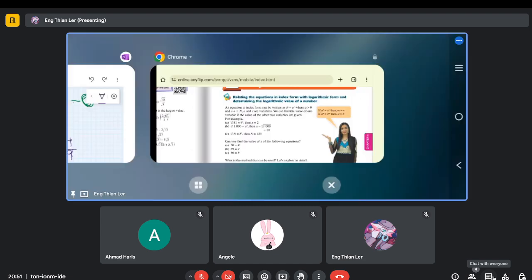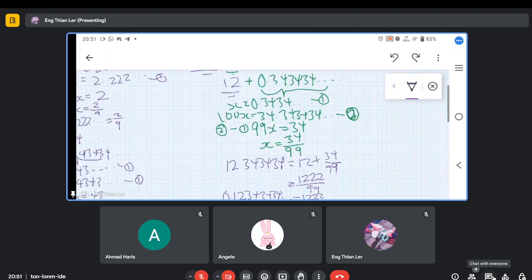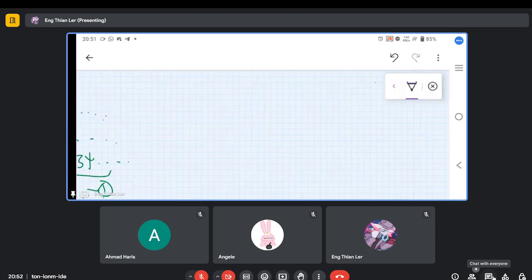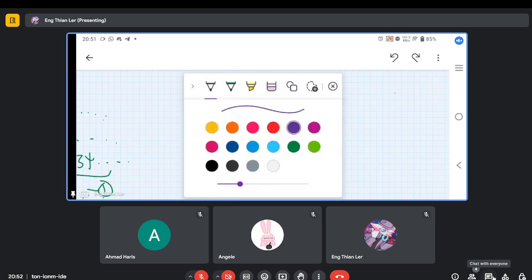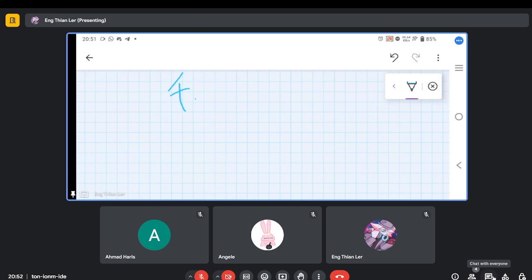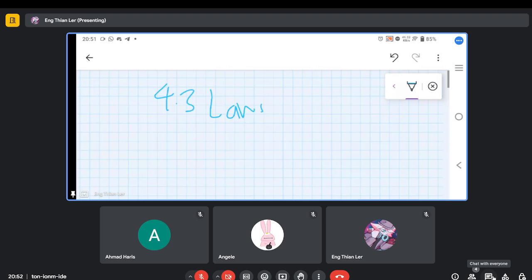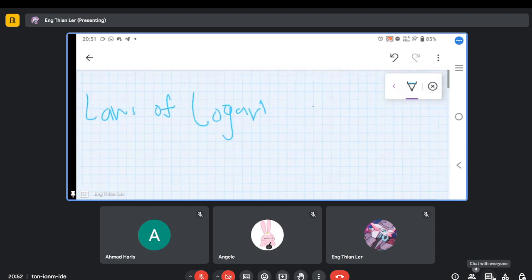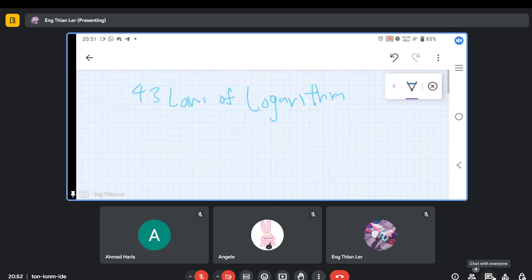Okay. Logarithm. Laws of logarithm. Before we go to the textbook, I'm going to quickly introduce what a logarithm is. Okay, change to a different color. Section 4.3, laws of log. How to write logarithm? Logarithm, like that. Laws of logarithm.